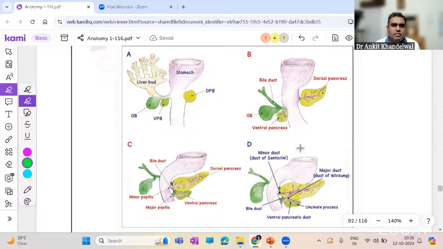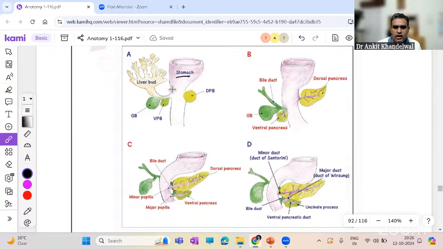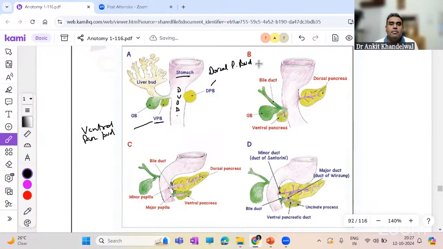Anatomy and embryology are best understood by the image. Here you will see the stomach, and below the stomach we have the duodenum, which I'm writing as DOUD. You have this VPB. What is VPB? It is the ventral pancreatic bud, and DPB obviously is the dorsal pancreatic bud. These two buds fuse to form the entire pancreas.